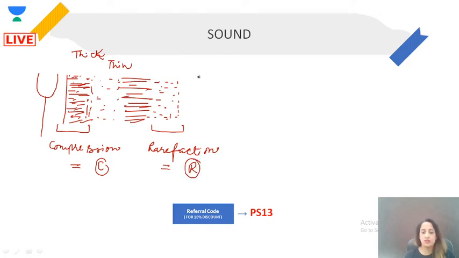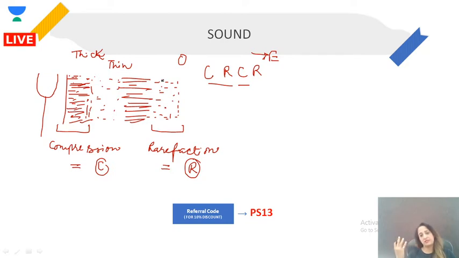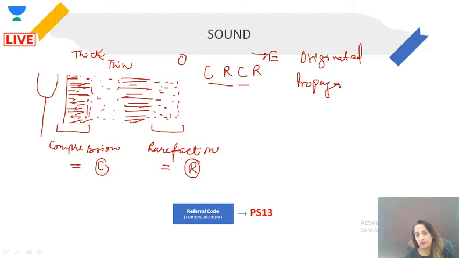So there are alternate compression and rarefaction areas which are generated from the origin to the ear. And as it reaches our ear, it sends a signal to our brain and it gets processed, and we are able to hear a sound, right? So this was all about how sounds originate and how they are propagated, right? Originated means they originate by vibration.